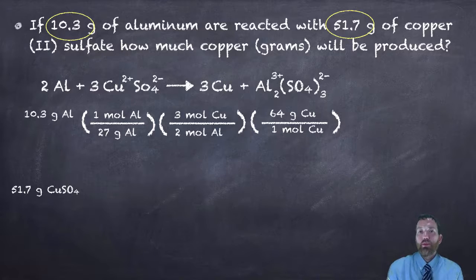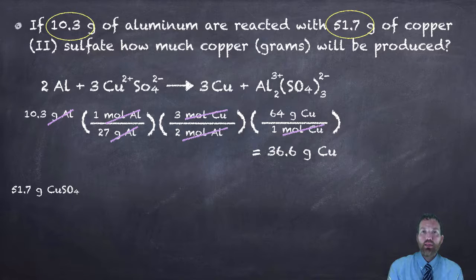Copper is right on the periodic table. It weighs 64. So let's cross off everything above and below. That cancels. That leaves me with grams of copper, which is what the question's asking. So now it's time to punch it into the calculator. 10.3 divided by 27 times 3 divided by 2 times 64 is 36.6 grams of copper.